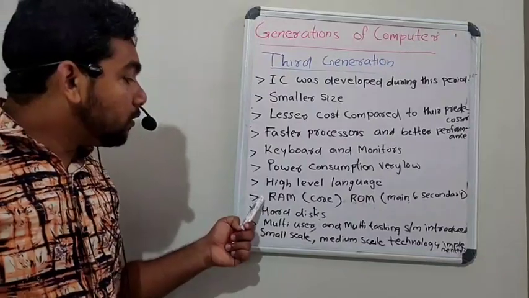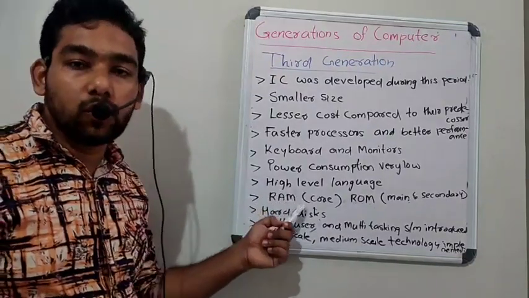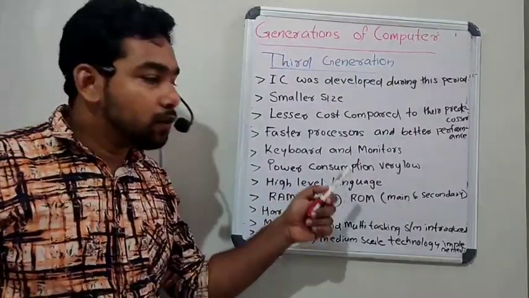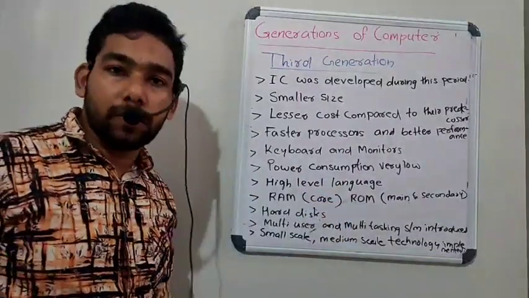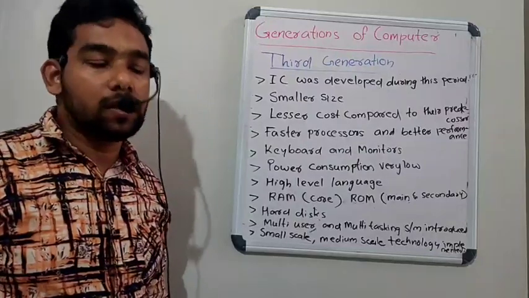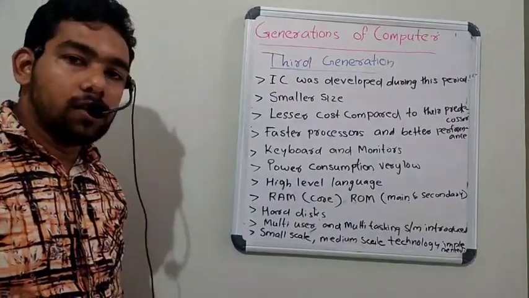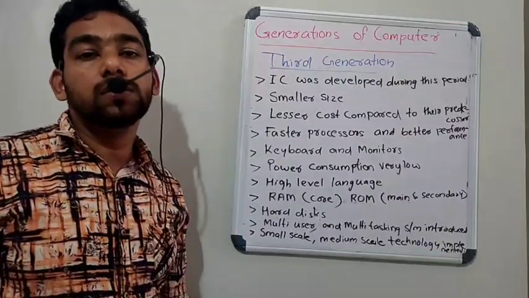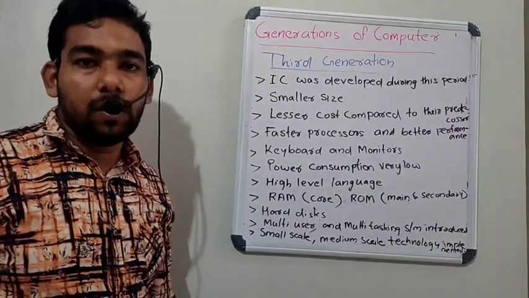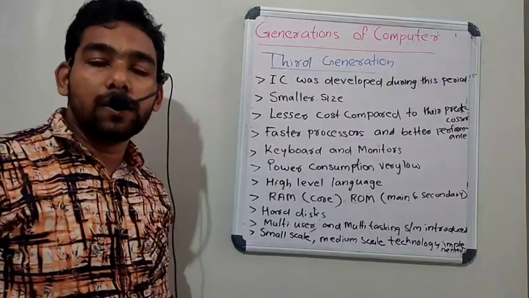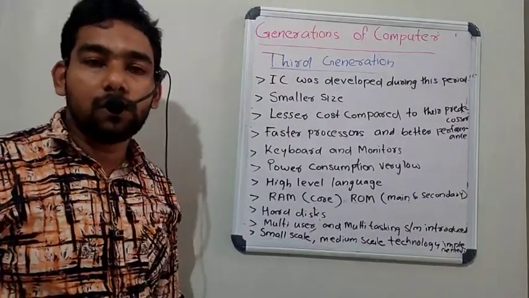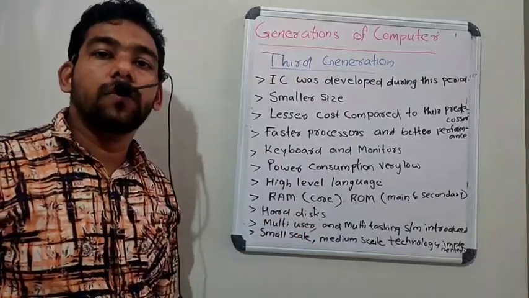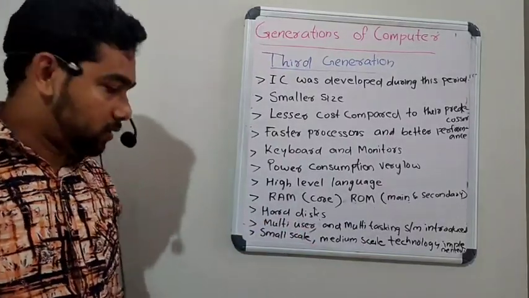Then RAM is used as core memory, and ROM is used as main and secondary memory in this generation. Next, hard disks were introduced in this generation. We already know that the hard disk is a secondary memory in our computer. So this hard disk is used in the third generation.